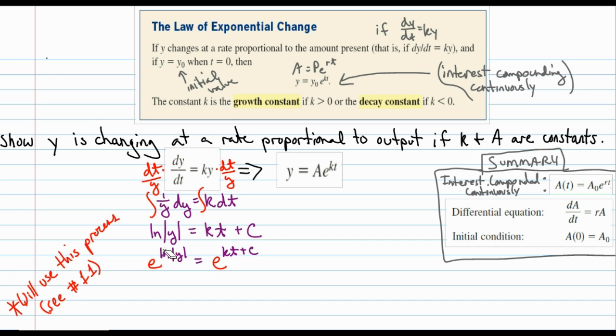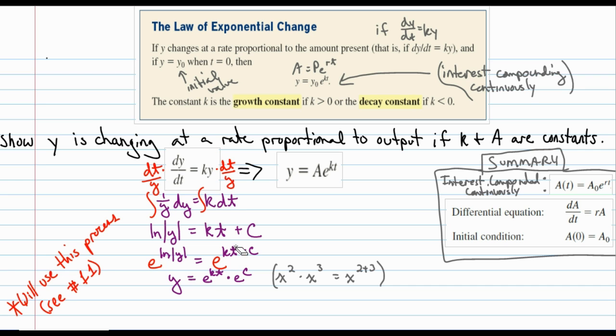I chose e because I want the base of my exponent to be e because the base of my log is e. So now I have y equals e to the kt times e to the c. Now, first of all, where did the absolute value go? Well, it's not trapped in the natural log anymore, so we don't need the absolute value. y can be positive or negative. And then e to the kt times e to the c.